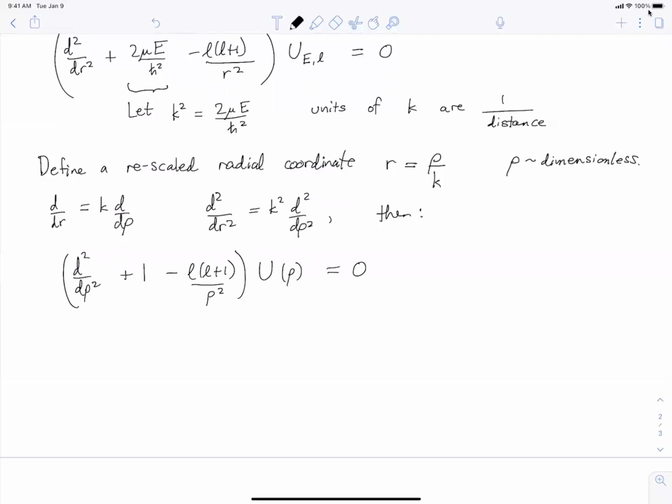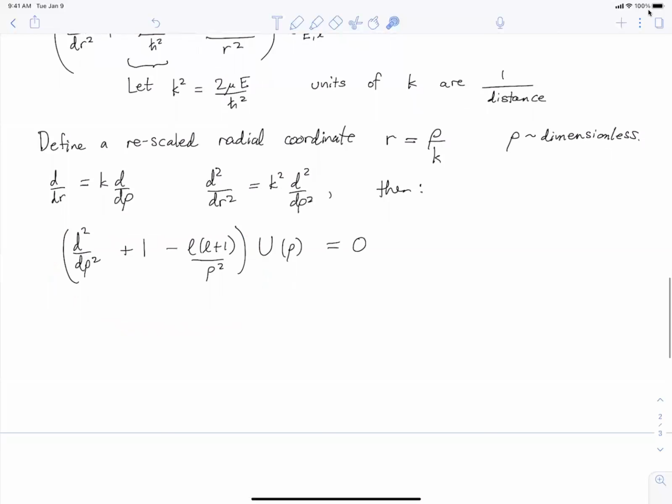So a nice thing that's happened when we write this in terms of a dimensionless coordinate is that notice now there's no E anywhere in the equation. So not only did we get rid of E in the angular part, we even got rid of E apparently in the radial part, which almost sounds too good to be true. And in fact, it's sort of not quite true. So the equation indeed does not depend on E, but it's hidden there inside the definition of rho.